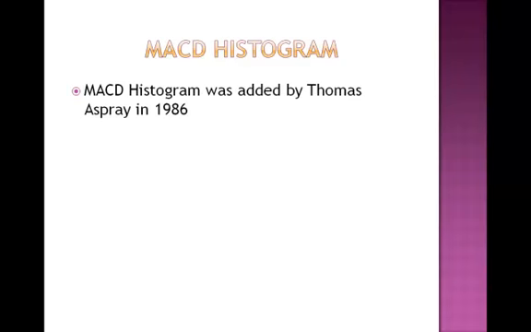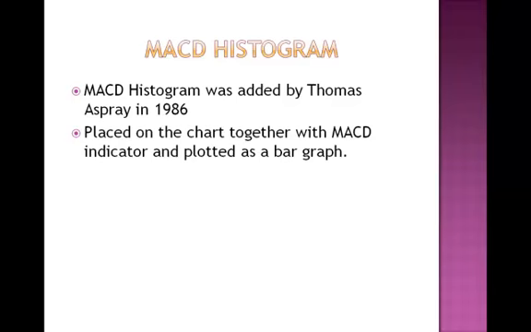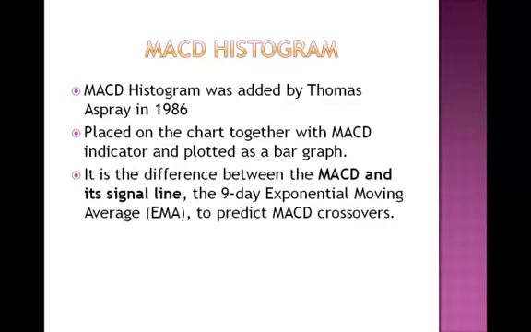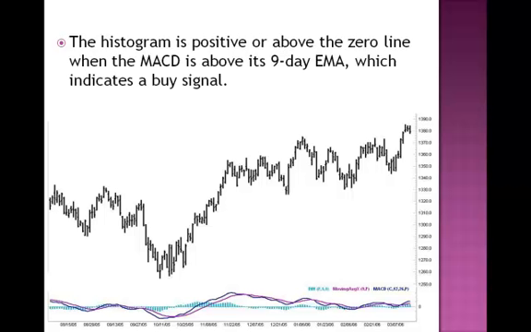Now I'm going to discuss what the MACD histogram is. The moving average convergence divergence histogram, or the MACD histogram, was authored by Thomas Aspray in 1986. It is shown on the chart together with the MACD indicator. The MACD histogram is plotted as a bar graph. It is the difference between the MACD and its signal line, which is the 9-day EMA, to predict MACD crossovers.